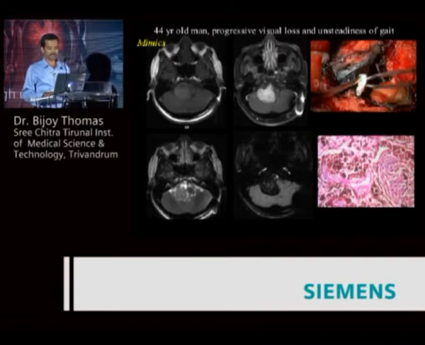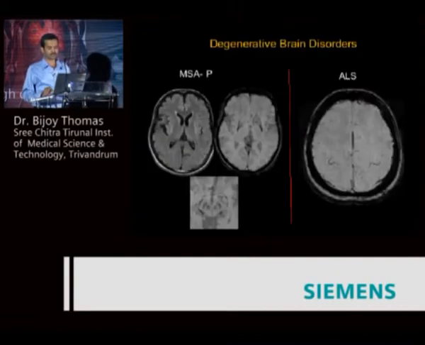melanoma. Melanomas, even without bleed, can show susceptibility changes. This is a meningeal melanocytoma, which is showing susceptibility changes. You can see the perioperative field, which is actually stained with melanin.